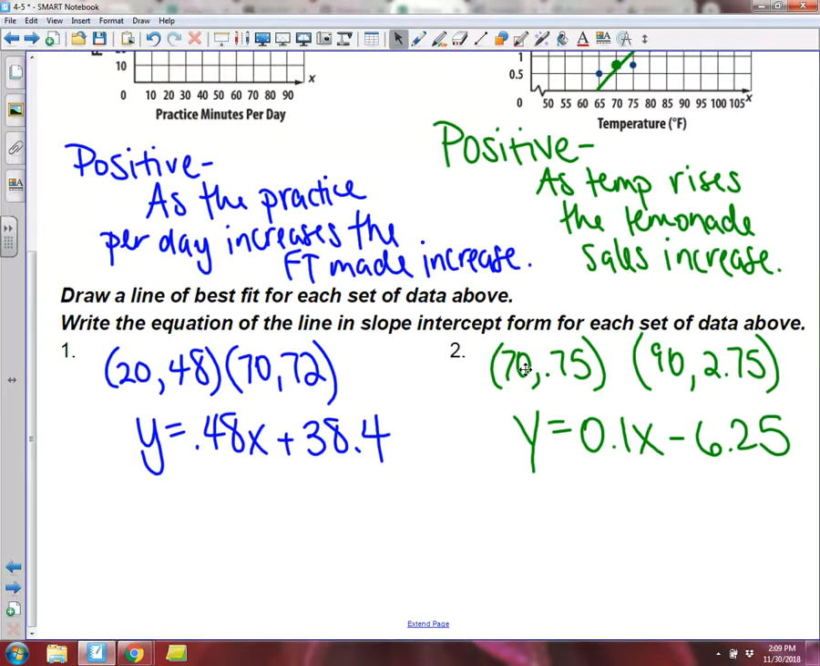All right, so let's flip it over to the back. I've got 3 questions for you, and that's it. And then you'll get your homework.